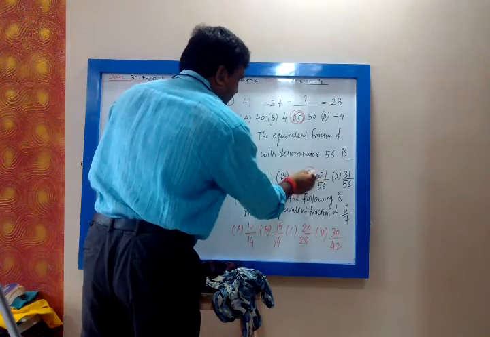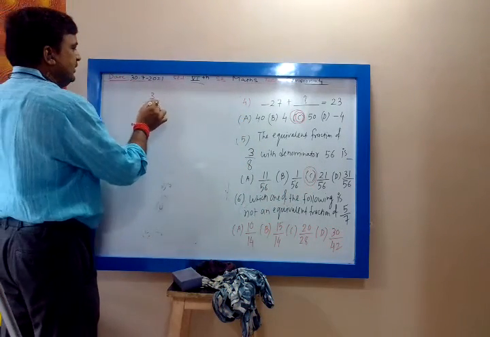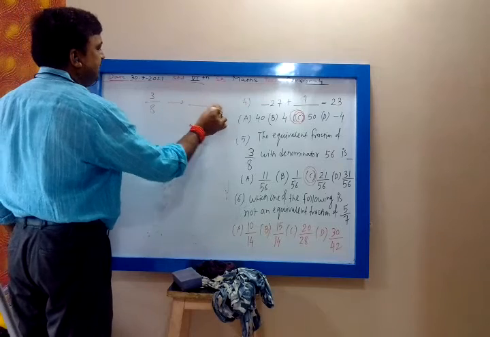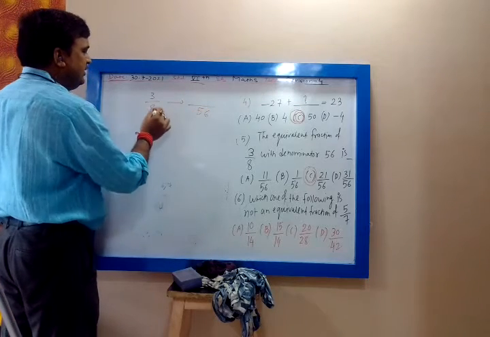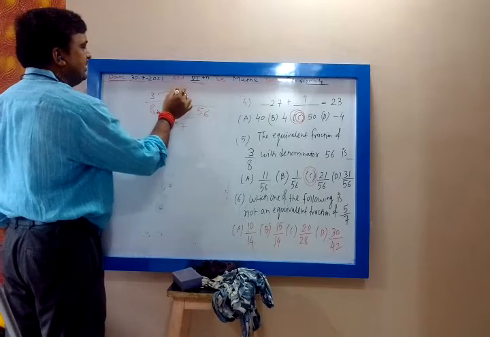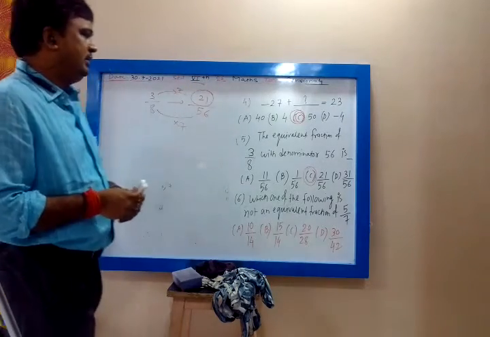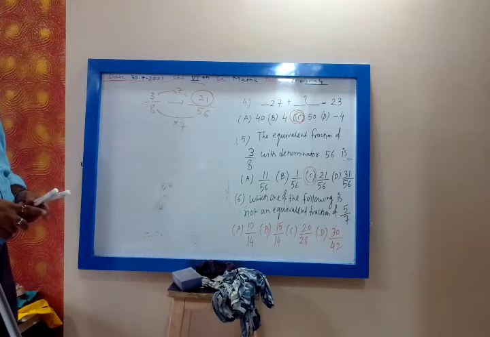Let us check the answer 21 upon 56. Is 21 upon 56 the answer or not? So 3 upon 8, you want the denominator of this fraction as 56. That means the denominator I have multiplied by 7, so the numerator you will also multiply by 7. So that is 21 upon 56. So 21 upon 56 is the correct answer.